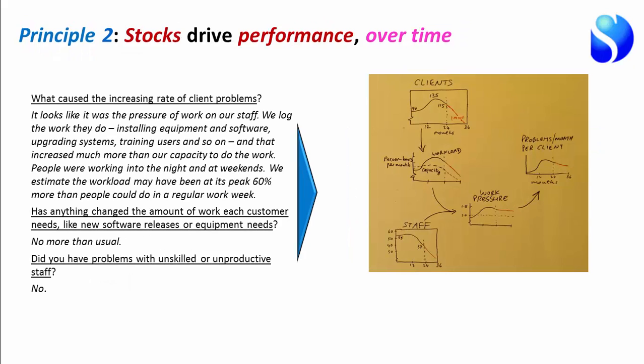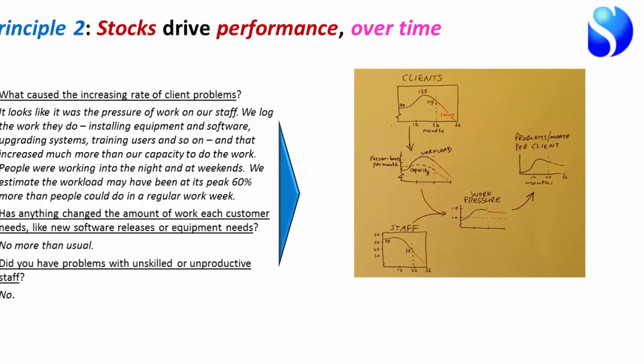Okay, I say, or the student said in this case, what caused the increasing rate of client problems? Well, it seems to have been to do with the work pressure that our people were under. People were working late, they were working weekends, and they keep timesheets, so we know how much they were working, and we estimate that at its peak the work that needed to be done was 60% more than the work that they could actually do.